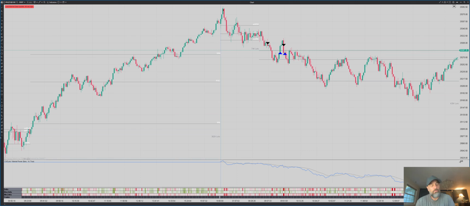October 9th, 2025. Just a quick recap of what I saw on the day to begin the day and what I took. We're looking at a 2000 tick chart on NQ.